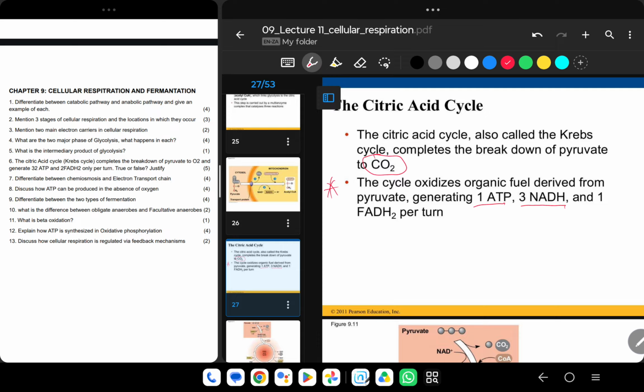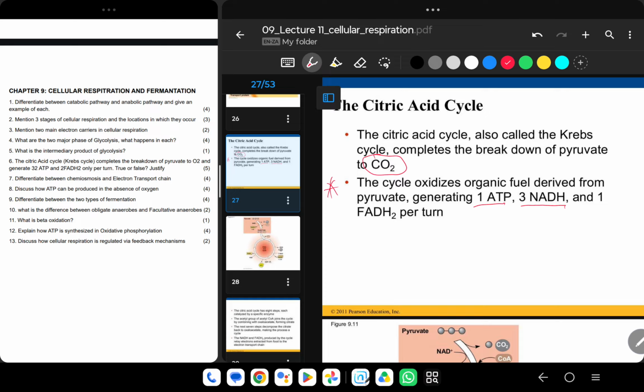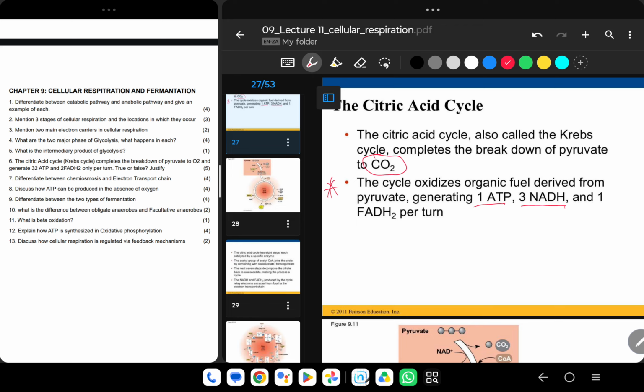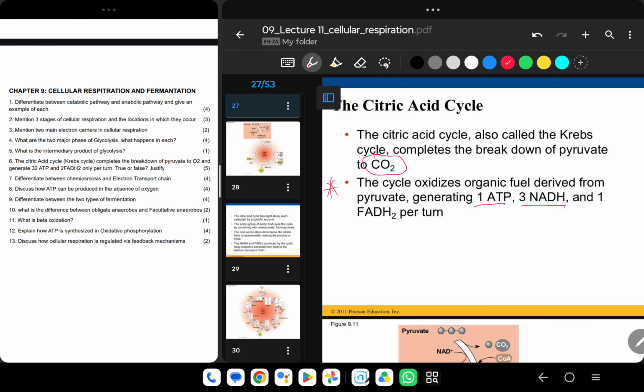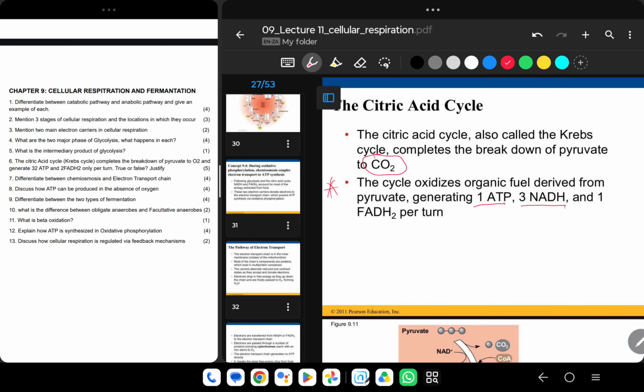Moving on to number 7, it says differentiate between chemiosmosis and the electron transport chain. The difference here is that one transports electrons to the ATP generating machinery, and chemiosmosis involves the production of ATP.